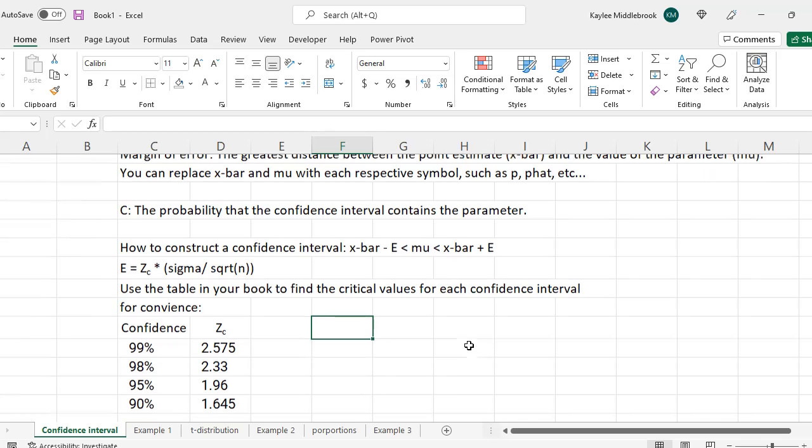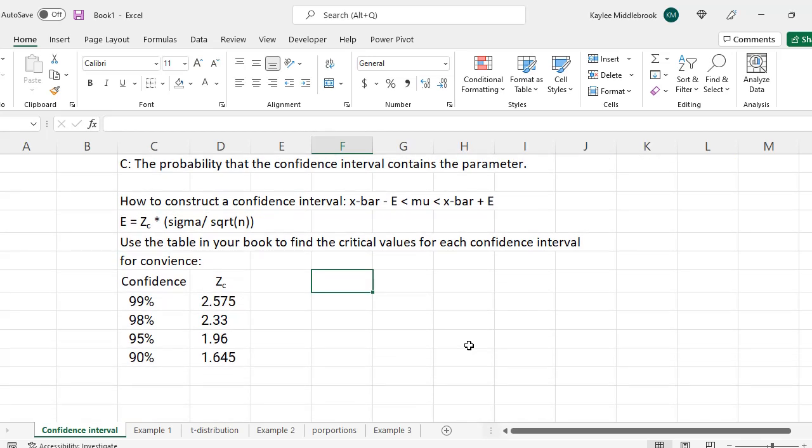So to construct our confidence interval, like I said before, we're going to take our point estimate x bar and subtract our error, and then it's going to be less than mu, which is less than x bar, and then adding the error again. And so that's how our confidence intervals are always going to look, so you don't have to worry about that too much. It's going to be the same for each of them.